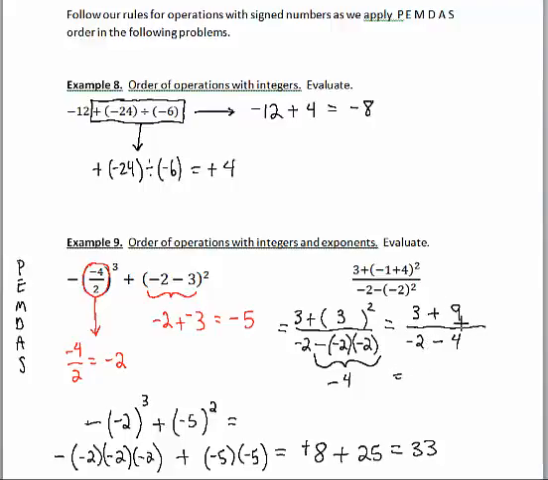On the top I have a 3 plus 9, which is a 12. On the bottom, I could rewrite it as -2 plus a -4, and so I'm adding like sign numbers on the bottom. A negative plus a negative would result in a -6. 12 divided by 6 is a 2, and associated with these two numbers, I only have one negative, and so that would give me a quotient of -2.